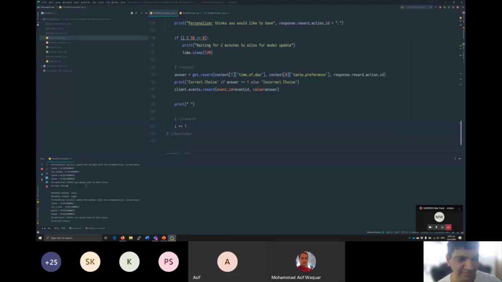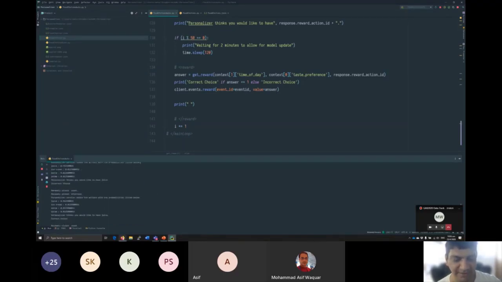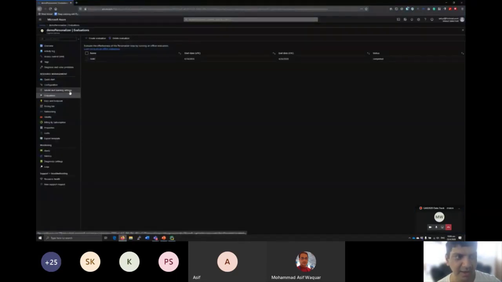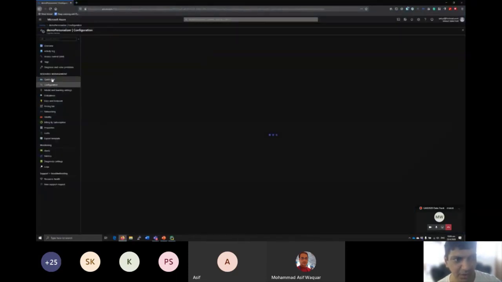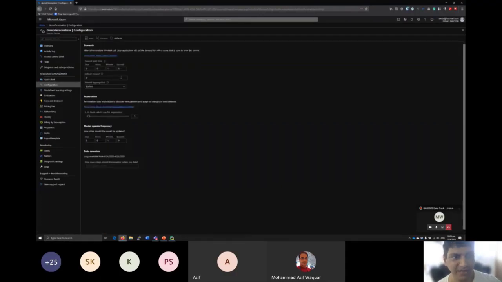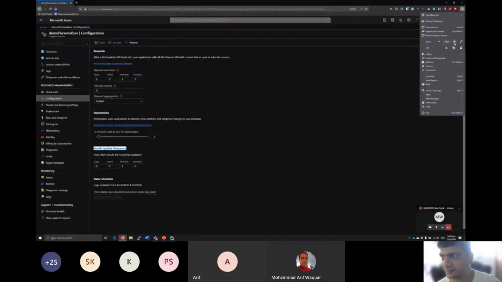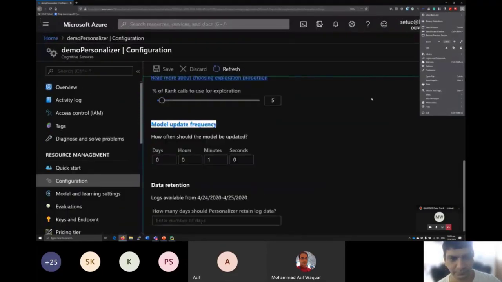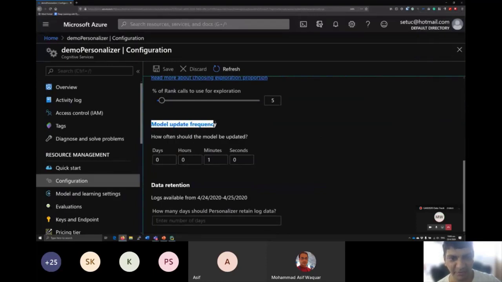But one thing that you will observe is that, right now, the probabilities are not being changed, right? And this is a factor that you can control from your front end Azure Personalizer system as well. So when you come to your configurations, let me just zoom in a bit. Over here in my model update frequency, you are saying how frequently the model should be updated, right? So over here, I'm saying update the model every 1 minute. And this is something that you have to set up.